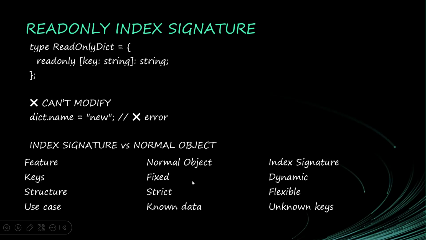And in use cases, where do you use normal object? If you're sure of the data structure that you're receiving, use the normal object. But if you're not sure, use index signature.